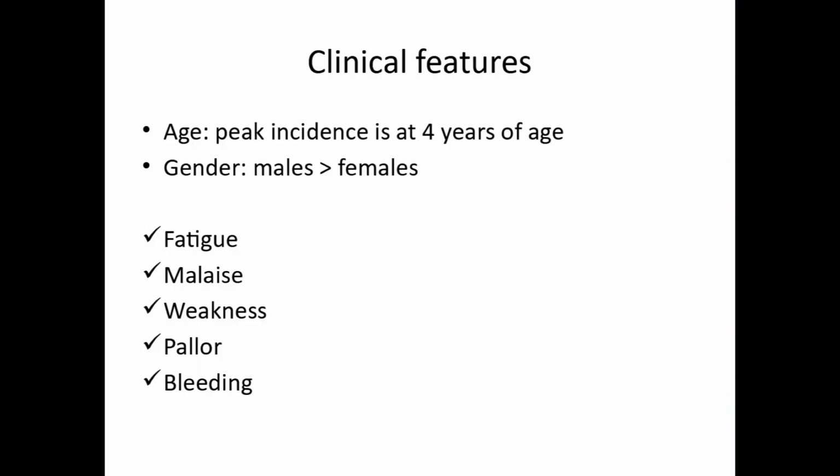Clinically in ALL, the peak age of incidence is at 4 years. So most of the patients will be presenting to the pediatric OPD. Males are more commonly affected as compared to females, and clinical features include fatigue, malaise, weakness, pallor, and bleeding symptoms.